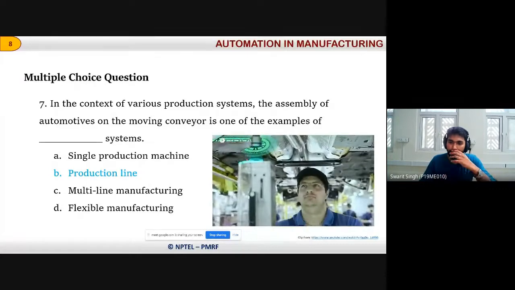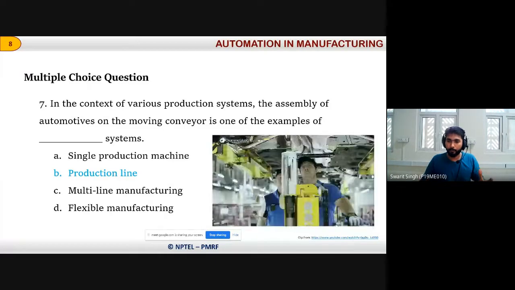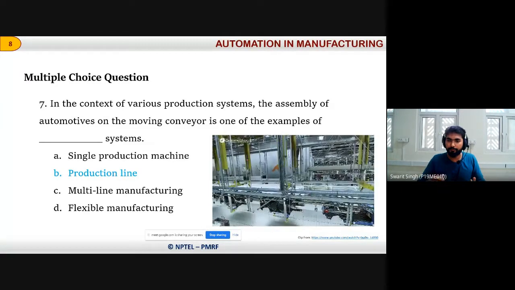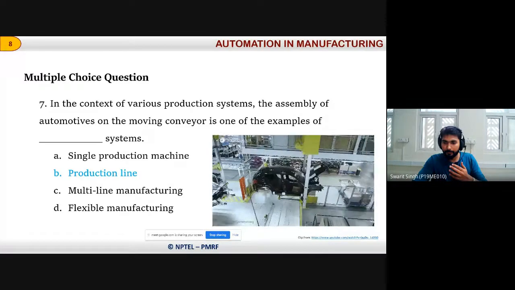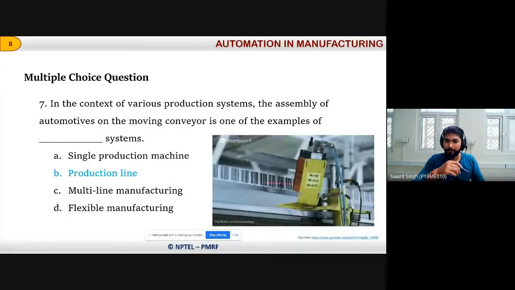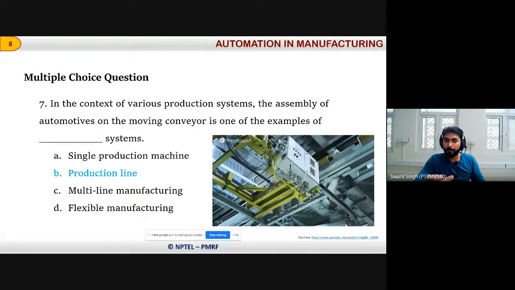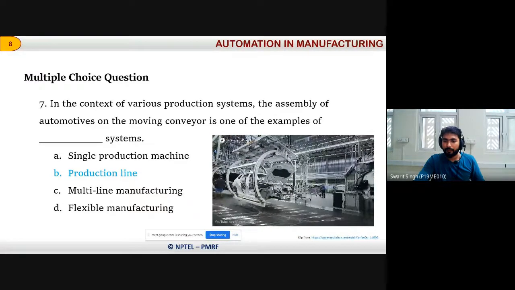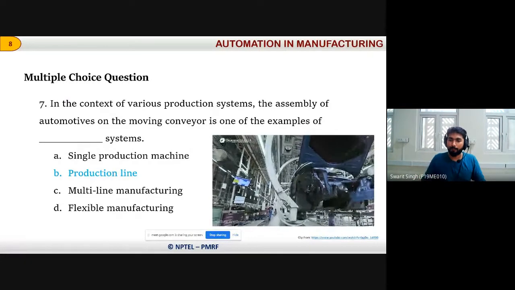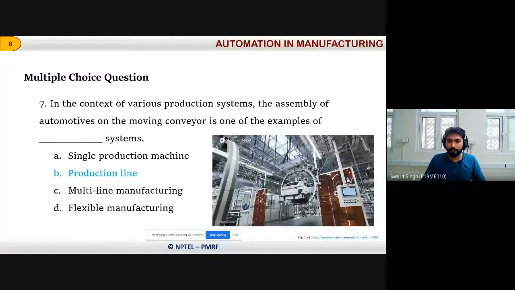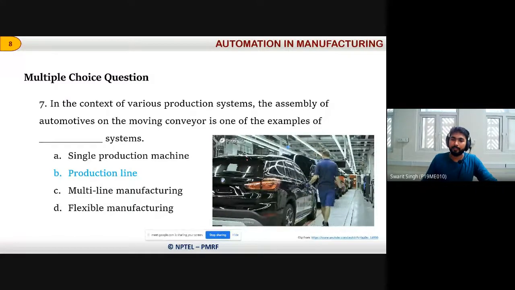There is a conveyor belt taking the component or body from one place to another, and the workers are performing different operations. This is an advanced level of conveyor system that we have seen. There are lots of sensors involved, so the machines perform their task automatically once they sense that the component is now at this particular station, and then they perform this operation. So this is one clip showing how a production line looks.